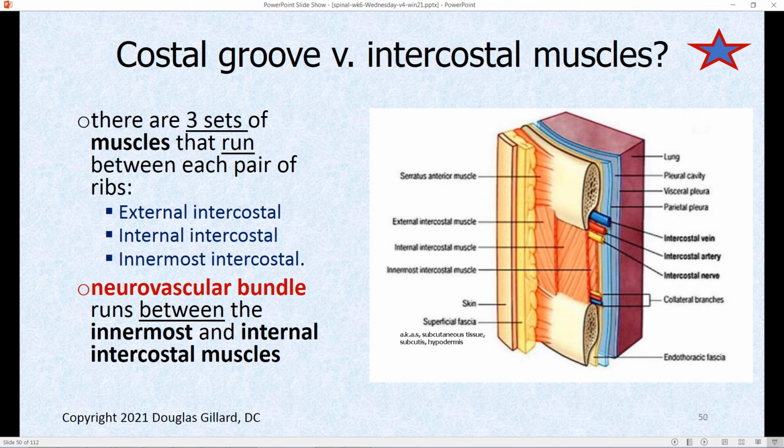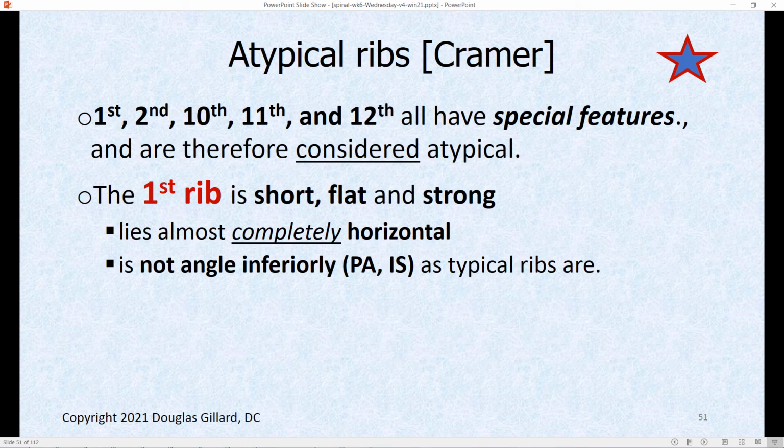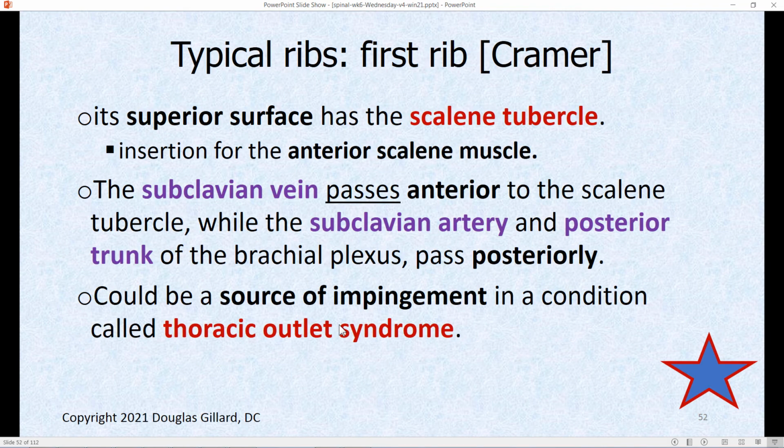Okay, we talked about these muscles already. The neurovascular bundle, we already talked about all that. Now what about the atypical ribs? So that is the 1st, 2nd, 10th, 11th, 12th. Those are atypical ribs. So let's go over these. Rib 1 is really flat and it's really horizontal in orientation. Most of your ribs kind of run vertically, or at least obliquely vertically. But rib 1, that thing is flat and it's horizontal in location.